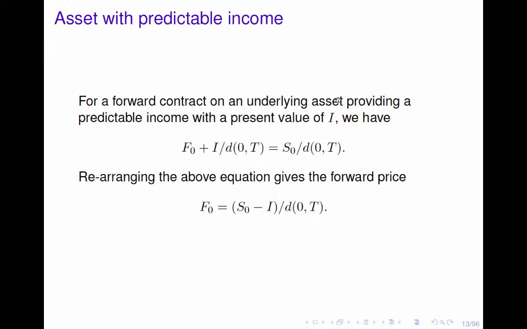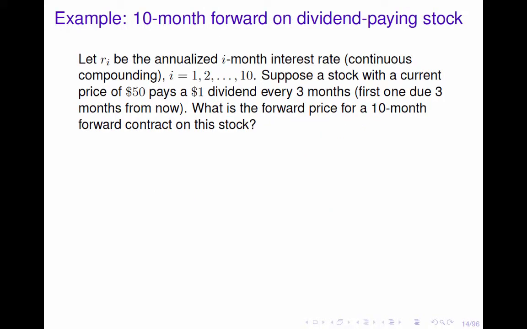Rearranging the equation, we obtain the forward price formula when the underlying asset earns predictable income. A typical example of such forward contracts can be a forward contract on a dividend-paying stock. Suppose a stock with a current price of $50 pays a $1 dividend every 3 months. Given the term structure of interest rates with continuous compounding, what is the forward price for a 10 months forward contract on this stock?